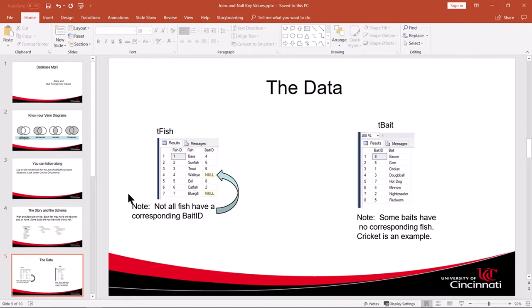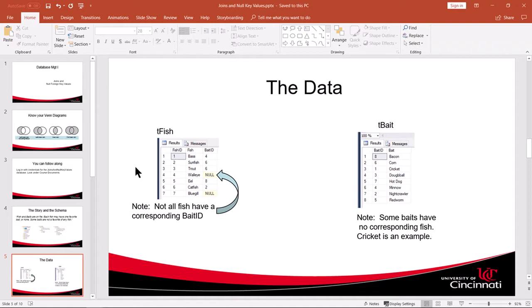Each table is very small. These are for illustrative purposes only. You should not take these with you when you go fishing. In the fish table, we have 7 records. The fish ID, the fish, and the bait are all populated, except in row 4 and row 7, there is no bait ID. It's not 0, it's not blank, it's literally null, meaning there is nothing in that field. That means semantically that that particular fish in row 4, the walleye, does not have a bait.